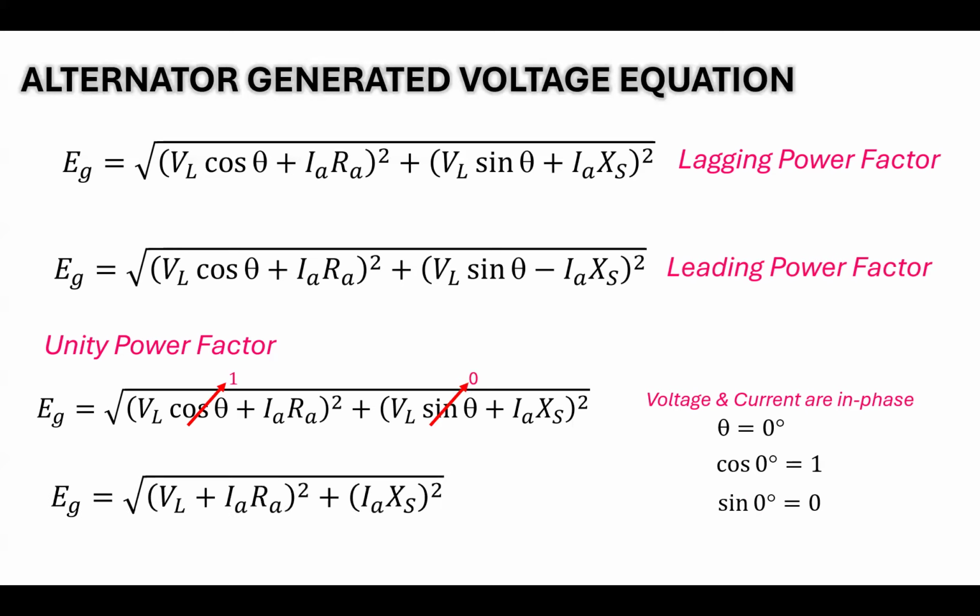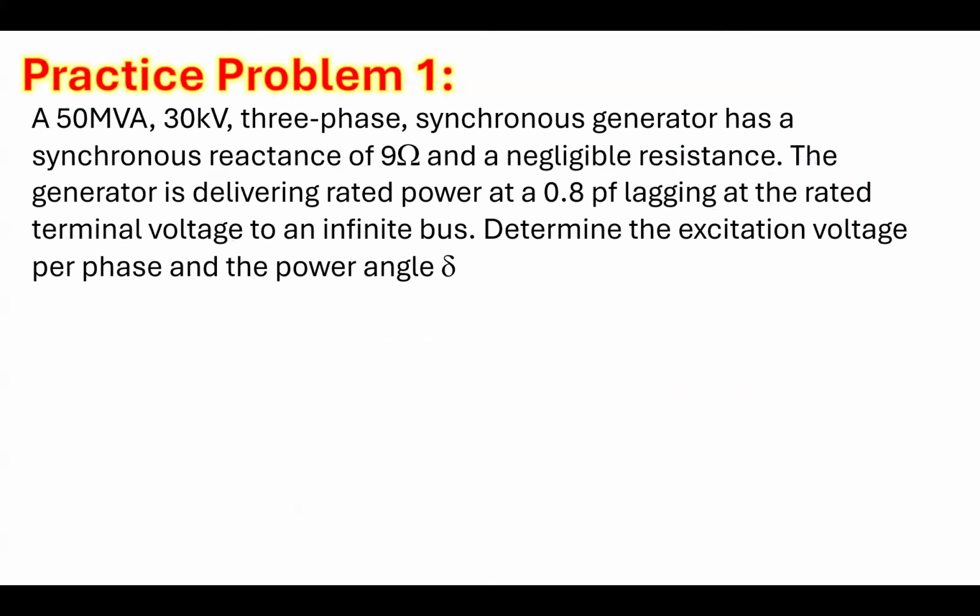Therefore, simplifying the equation for unity power factor, the generated voltage is equal to the square root of (V sub L plus I_A times R_A) squared plus (I_A times X_S) squared. So these are the equations for different values of power factor. This is the generated voltage equation.